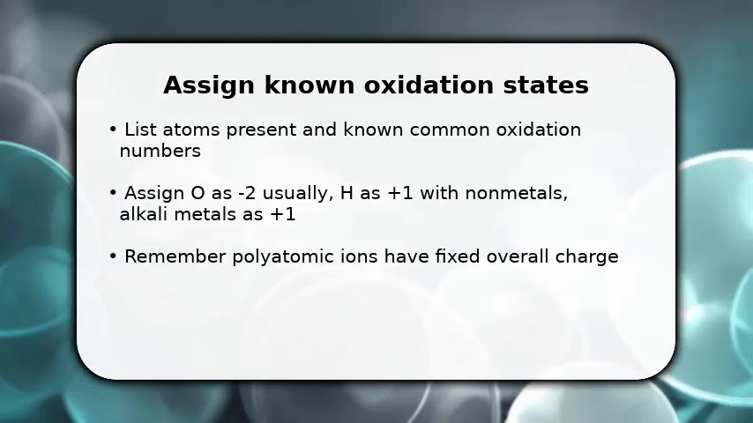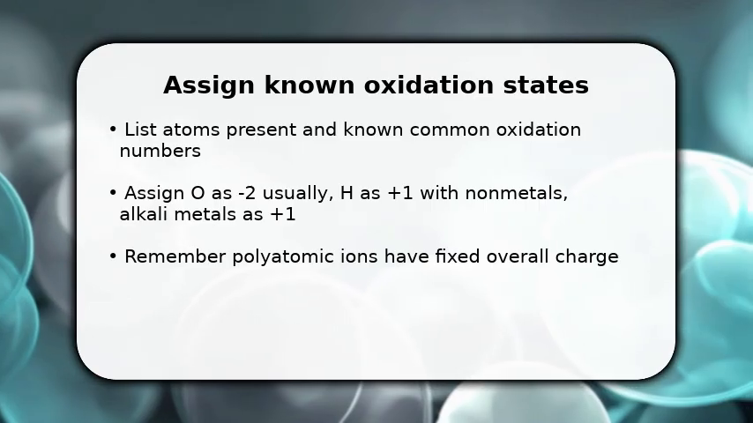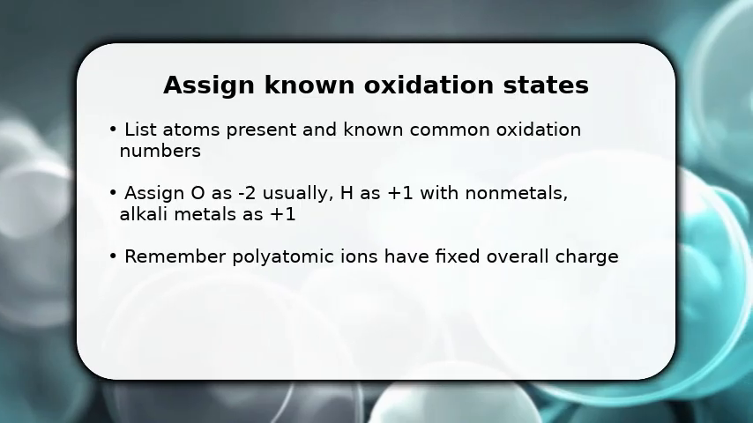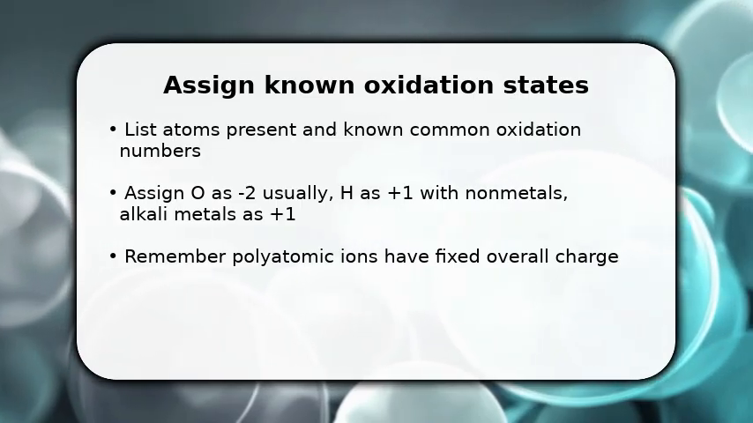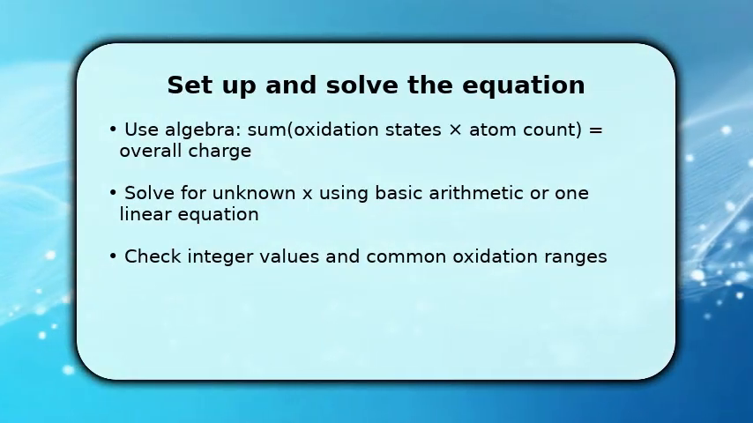Once done, total the assigned numbers and compare to the molecule or ion charge. You do this so fewer unknowns remain and comparison yields a single equation. Make sure to keep track of each atom count. Repeating atoms, multiply; these now form the algebraic sum.